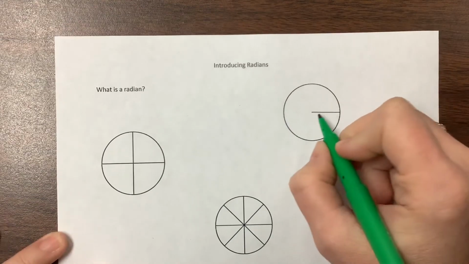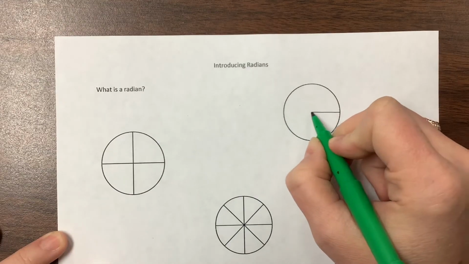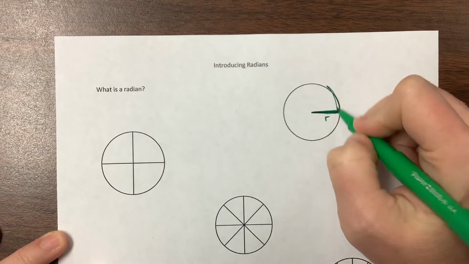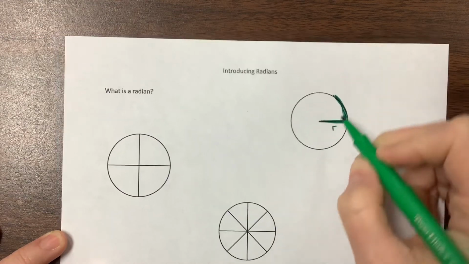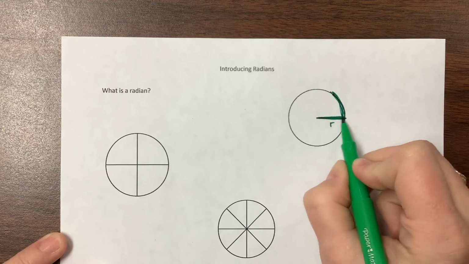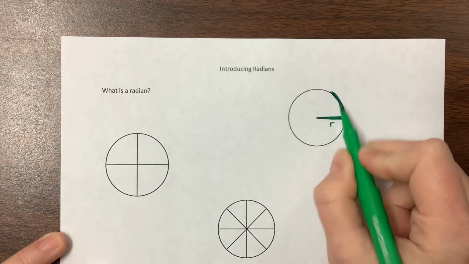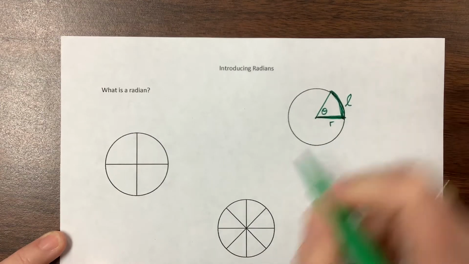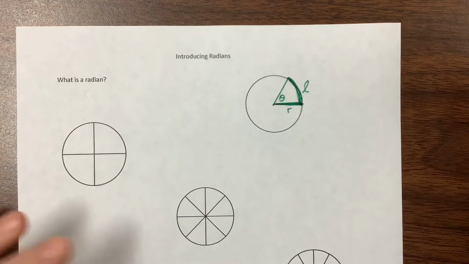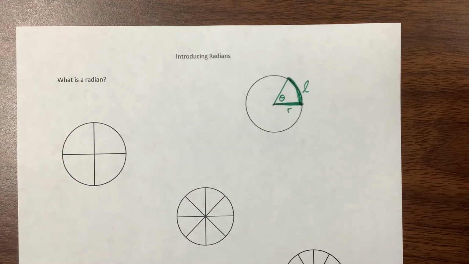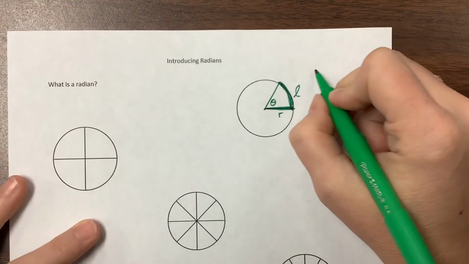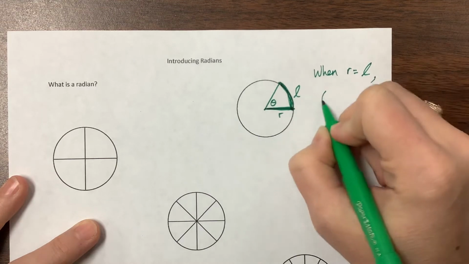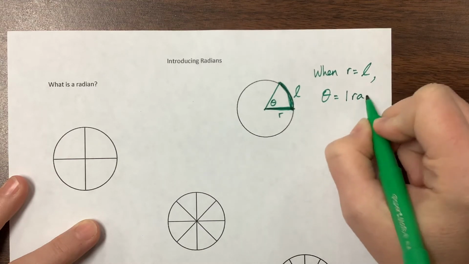Now, what happens with a radian is when this radius right here and the arc length that's formed here are the same. Like if I were walking here and then I walked the same amount along the curve, this angle that's formed. For arc length, we typically use a cursive L. I don't know why, it is what it is, length, I guess. So what we can say here is when R equals L, theta right here will be 1 radian.